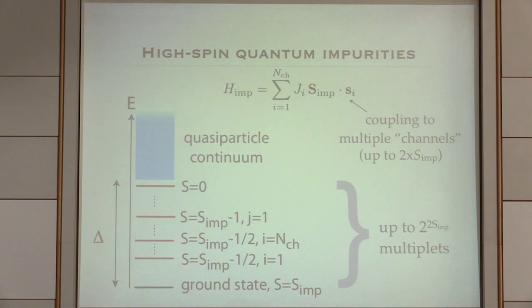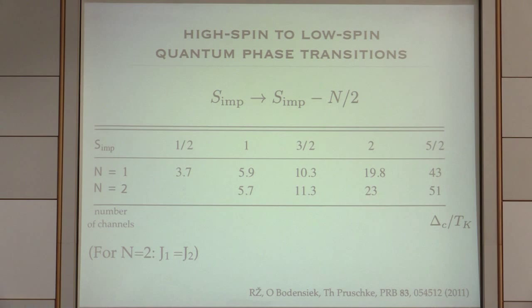Now, the order of these states depends a lot on the exchange couplings, J1, J2, and so forth. And one of the questions, for example, is at what Kondo temperature or what coupling strengths you get a transition from high spin to low spin ground states. And we did a number of calculations, so back then for up to two channels, now one can go a bit further. But basically the picture that emerges from that is that this ratio is not universal, but depends on the number of channels, and more importantly, on the spin of the impurity. So we see that roughly these numbers along each column are pretty close, right? But they depend strongly on spin.